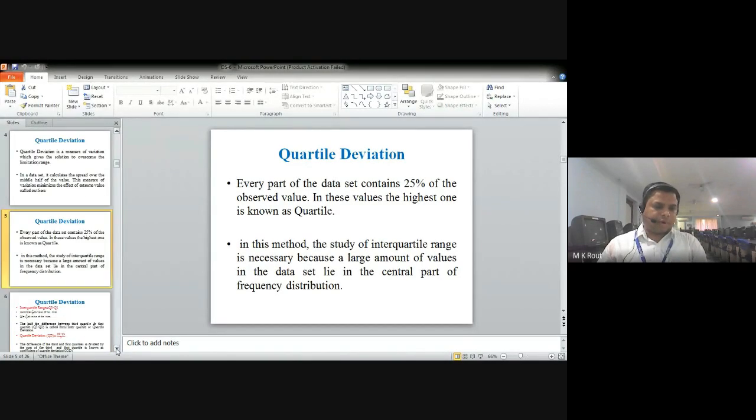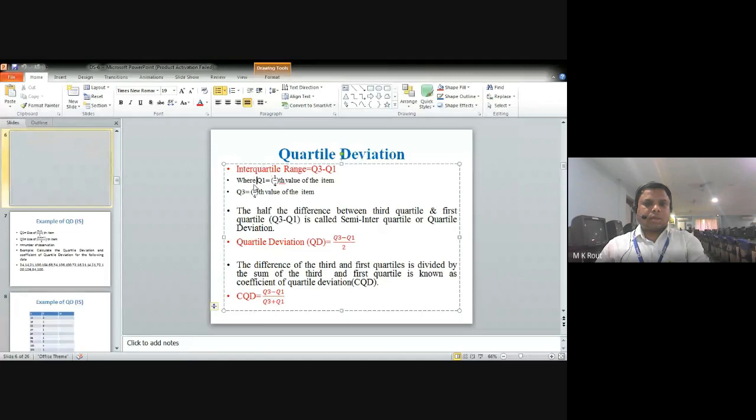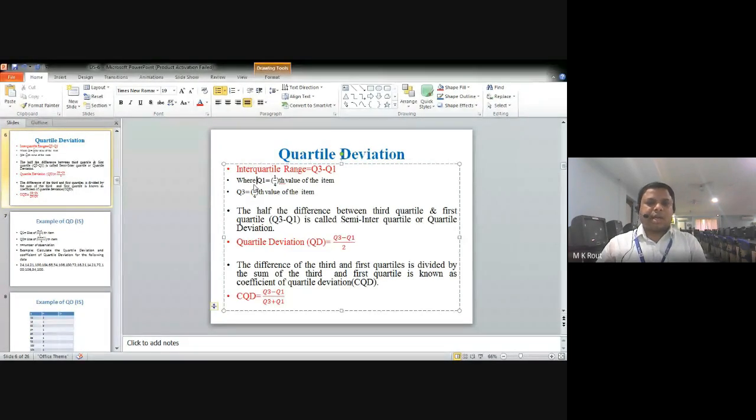We'll show that particular formula. Just note down the first formula for the interquartile range: interquartile range equals Q3 minus Q1. Here Q1 equals the 1/4 value of items, and Q3 stands for the 3/4 value of items.